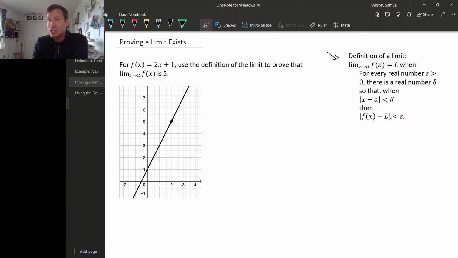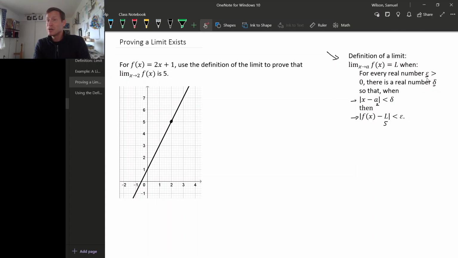To use this definition, for every positive epsilon, we have to come up with a delta so that if x is delta close to a, and a is 2 in this case, then f of x is epsilon close to L, and L is 5 in this case. So we have to answer infinitely many questions. For this epsilon, what delta works? And then for a different epsilon, smaller usually, what delta works? And so on. Well, we can't answer infinitely many questions in our lifetimes if we answer them one by one, because we just don't have time.